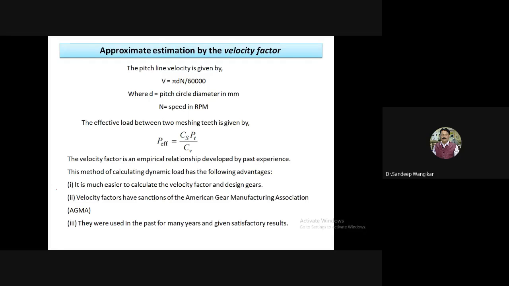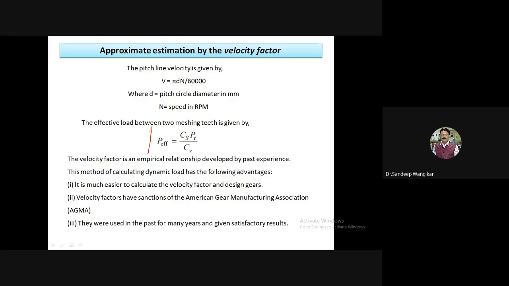V equals pi d n divided by 60 into 10 raised to 3, where d is the pitch circle diameter in millimeter and n is the RPM. This is the formula for V. If you know V, then you can calculate CV. And if you can calculate CV, then this is the next formula for P effective.